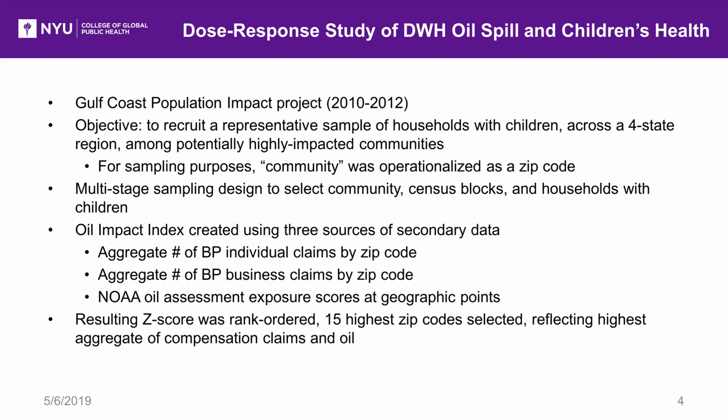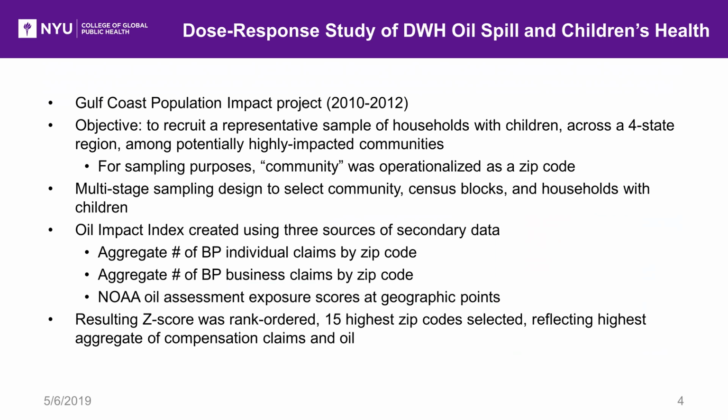So most immediately, I'm going to talk about first a study that we did in the aftermath of the Deepwater Horizon oil spill, the Gulf Coast Population Impact Project, in which our goal was to obtain a representative sample of households with kids across a 4-state region from Florida to Louisiana. We were operationalizing community as a zip code. We used a multi-stage sampling design.